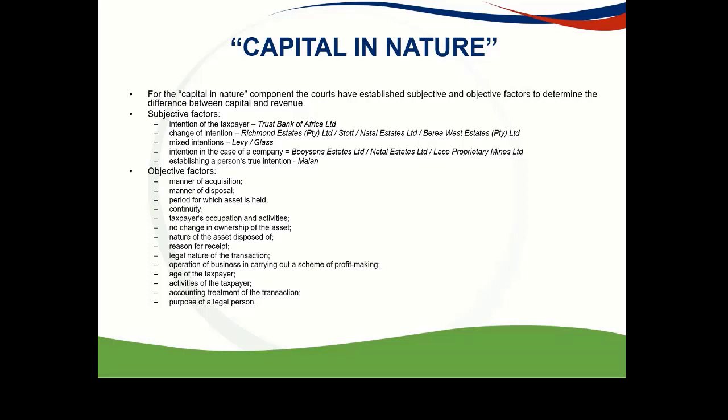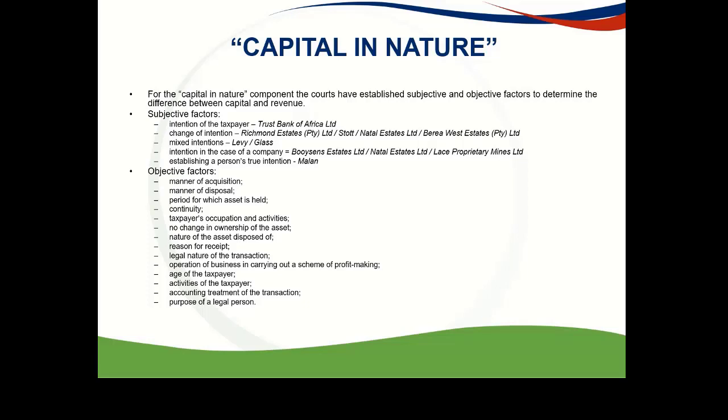Manner of acquisition, the manner of disposal, the period for which the asset was held, continuity, that is how often did the taxpayer deal in these type of transactions. But that's also not a deciding factor, but they will look at that. And then the taxpayer's occupation and activities, whether there was any change in the ownership of the asset, the nature of the asset that was sold, the reason for the receipt, legal nature of the transaction, operation of the business in carrying on a scheme of profit making.